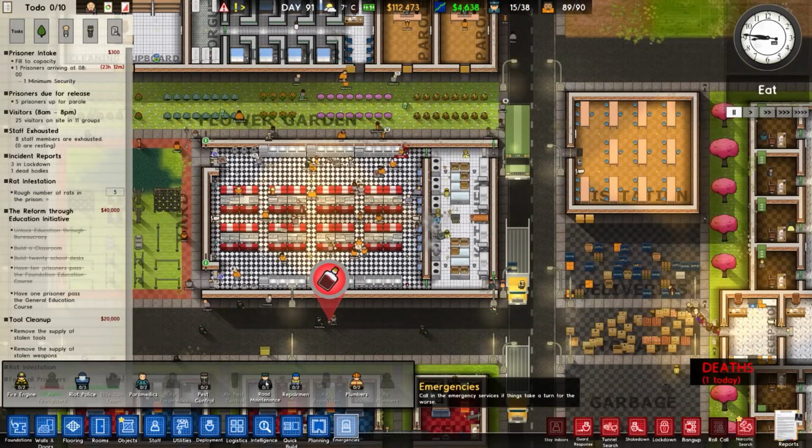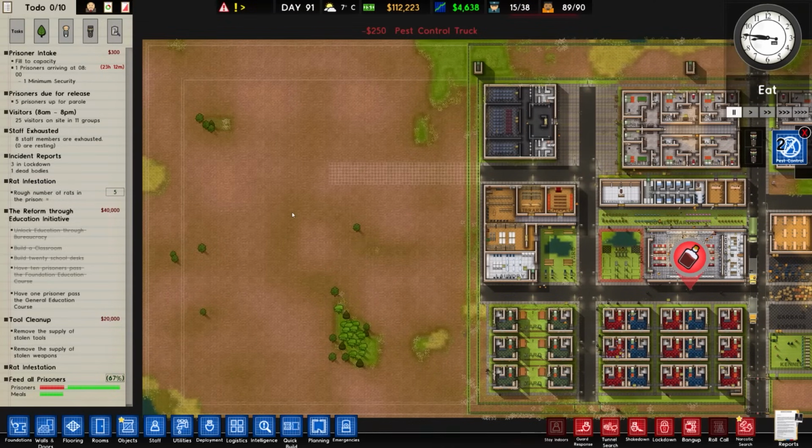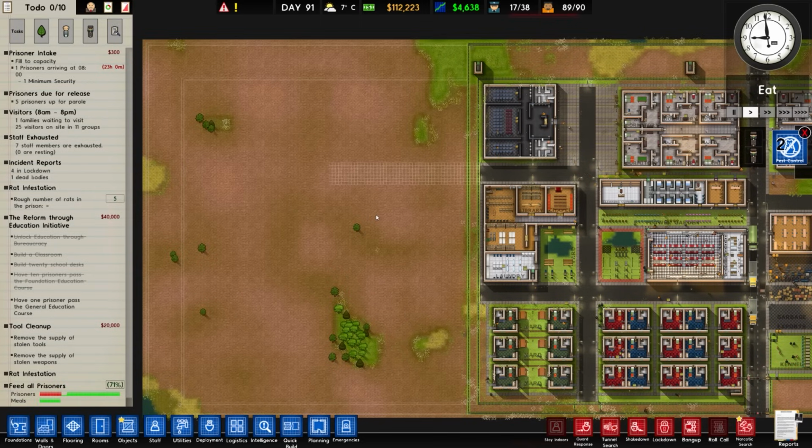Right, okay, so emergencies, and we're going to call in the pest control. And yes, so this is now going to be our priority. We want to build a police station. The police station will have two purposes. It will serve as an area for the protective custody, so we need an area that is fully fitted out for that. And secondly, we want an area that's for solitary. So that's what we want to build.